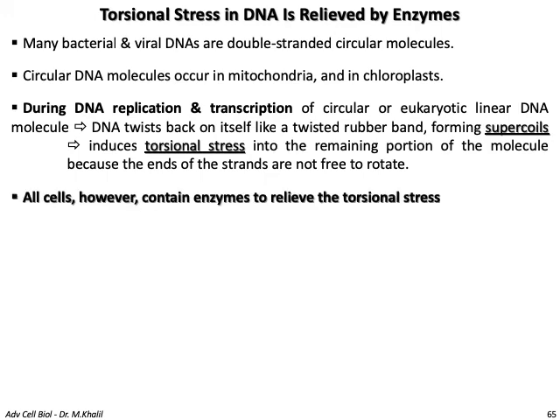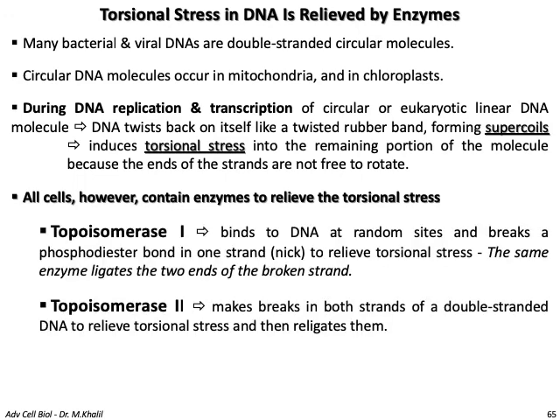All cells, however, contain enzymes to relieve this torsional stress. The two major enzymes are topoisomerase 1 and topoisomerase 2. Basically, when there is torsional stress or supercoiling, topoisomerase 1 sits on this stressed DNA, cuts a single strand, relieves the torsional stress, and then binds the single strand again. The same job is done by topoisomerase 2, the only difference being that topoisomerase 2 cuts both strands of the DNA, relieves the stress, and then joins the two strands back.